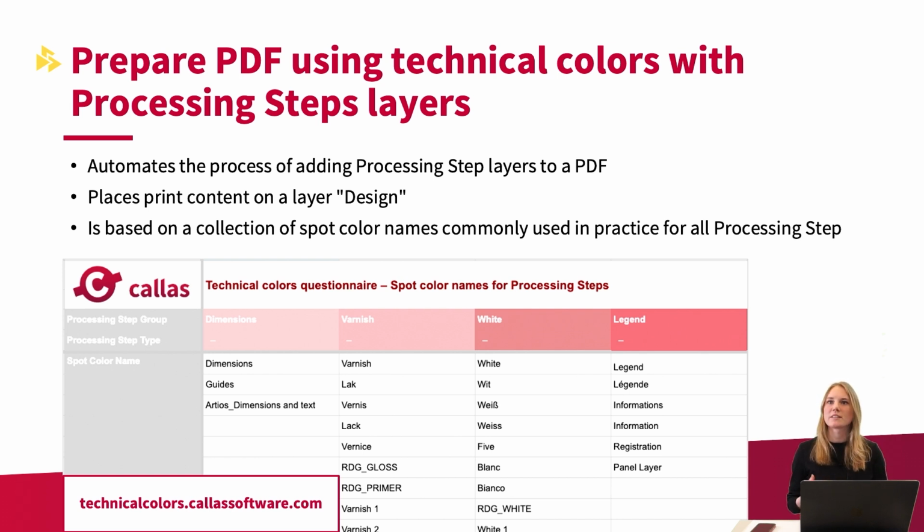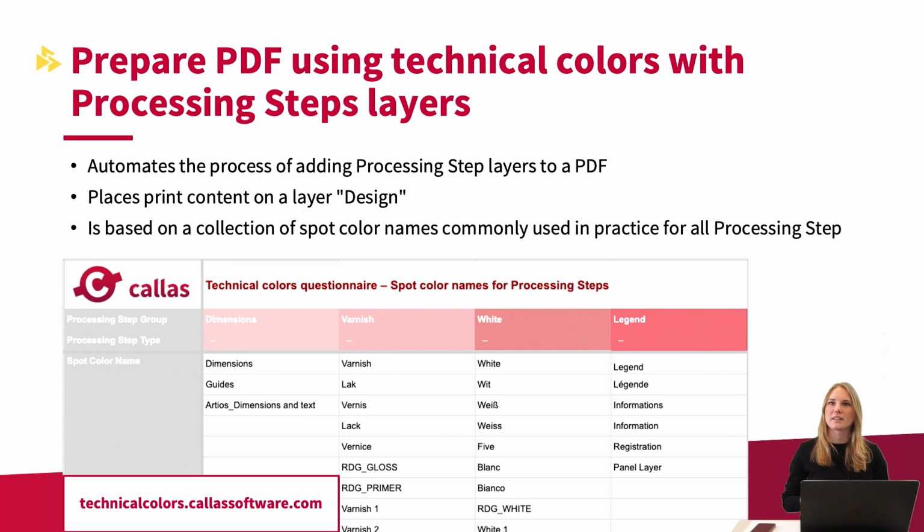So with pdfToolbox 16, we really wanted to provide a solution to give you a way to automate this process and to automatically prepare your PDF files with processing steps layers. To do so, we needed a collection of spot color names that are used in practice. So we came up with this spreadsheet. You can also see a screenshot here.